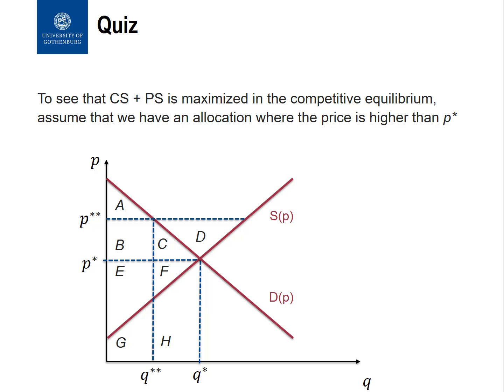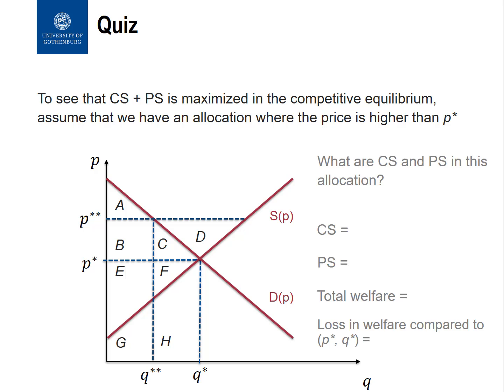So what's the consumer surplus here in terms of area? What is the producer surplus? What is then the total welfare? And finally, what is the loss in welfare compared to the market equilibrium P star, Q star? I would suggest you pause for a while this podcast to think about the answers.